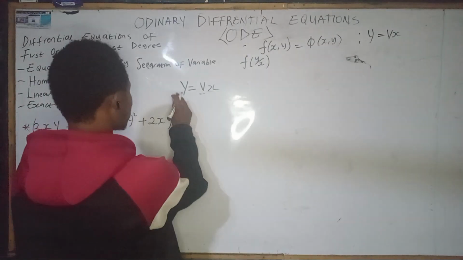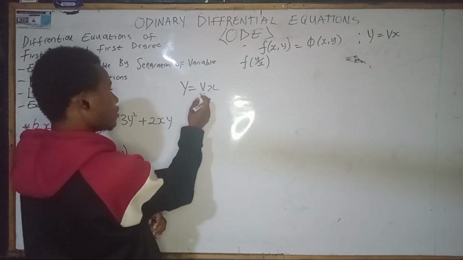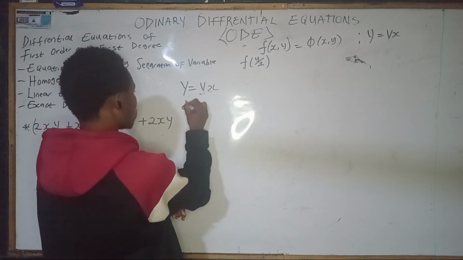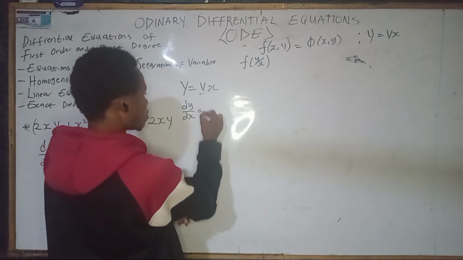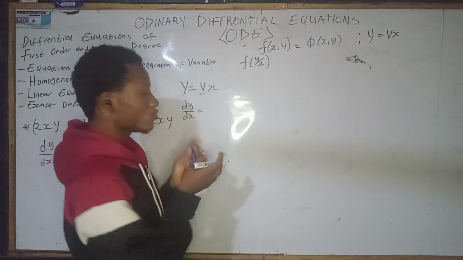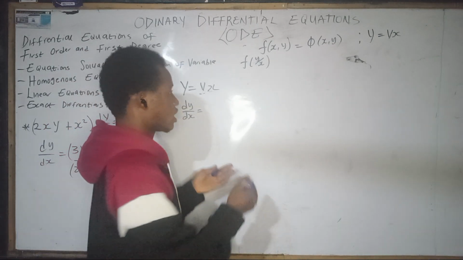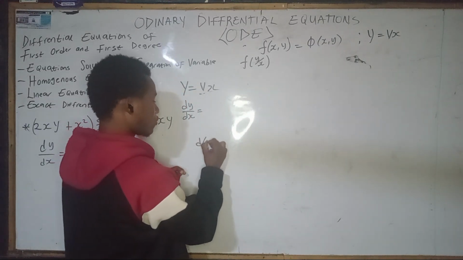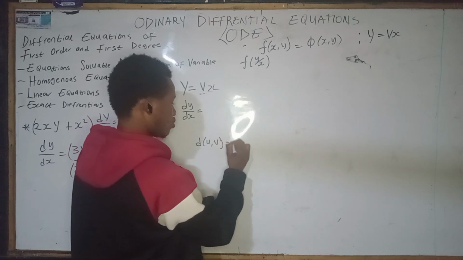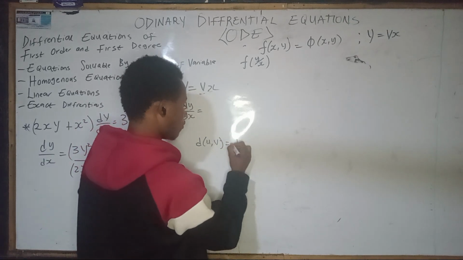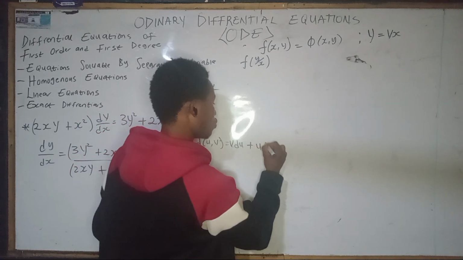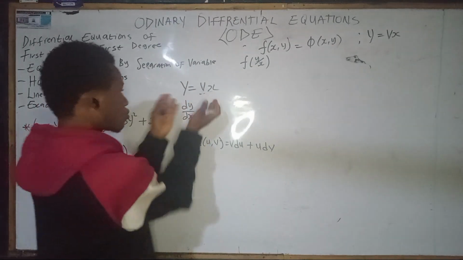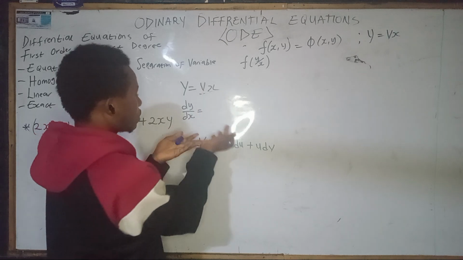So now, if we differentiate both sides, v is a function of x and x is also different from v. So we are going to be having dy dx equals, now if we are going to use the product rule, if you know what the product rule is, if you want to differentiate a function of u and v, it is going to be equal to v du plus u dv, which is this product rule right here. That's what we are going to do here. So we pick this as our u and this as our v.